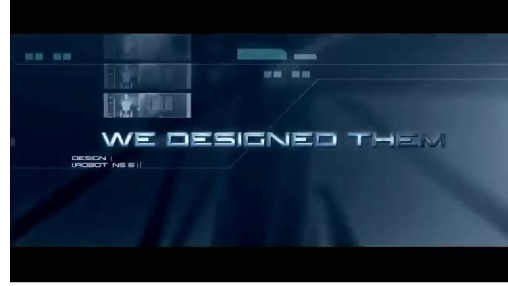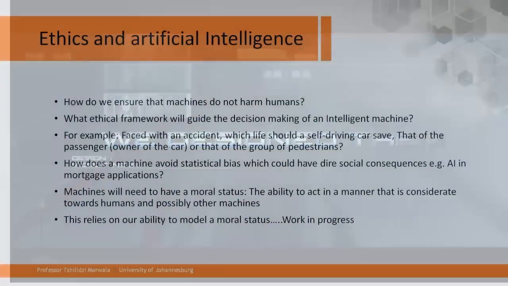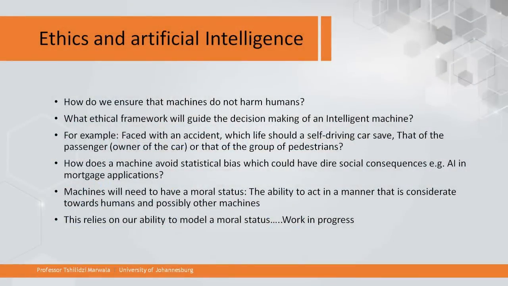Now, what are the implications of all this, especially on the ethical side? How do we ensure that machines do not harm humans? What ethical framework will guide the decision-making of an intelligent machine? For example, faced with an accident, which life should a self-driving car save? That of the passenger, owner of the car, or that of the group of pedestrians, if you have to choose one?